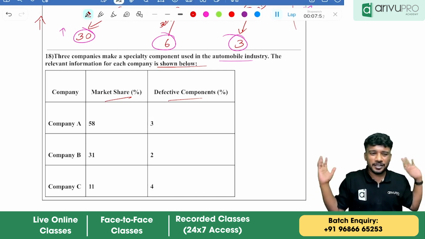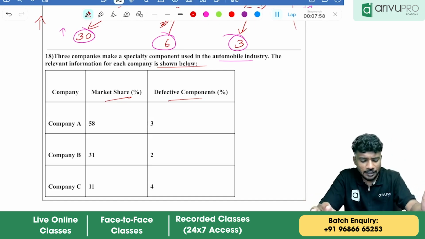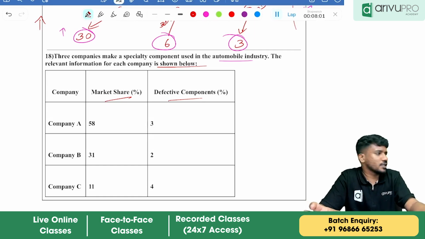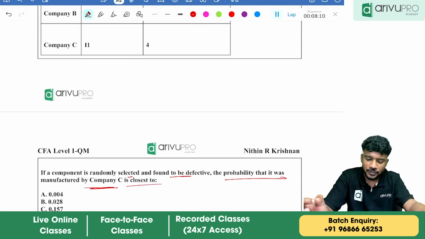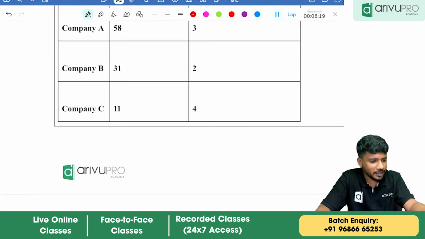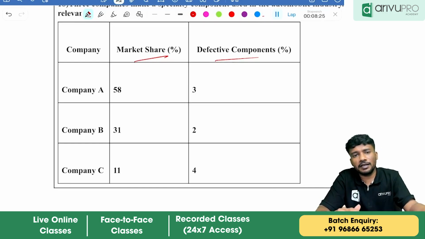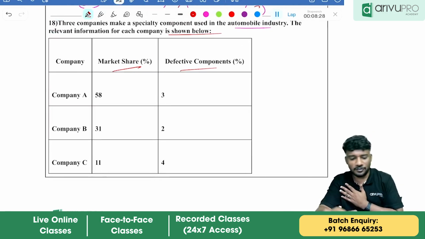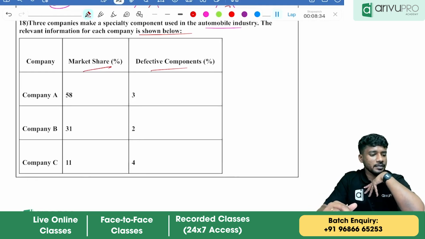Okay. Likewise, decimal you can always calculate. Instead of putting percentage, you can always put decimal also. Yes. Then it will be 11%, 11 into 4%. Accordingly, you can write the values. Then the question is what? The question is, if a component is randomly selected and found defective, the probability that it was manufactured by company C. That means you will take company C's values, 11% into 4%, that is 44 divided by, then 3 into 58 plus 2 into 31 plus 4 into 11. At the end, you will get the answer. That is the logical way of doing it. Yes. Please try. If you get the answer, please tell me. Otherwise, I'll do it.